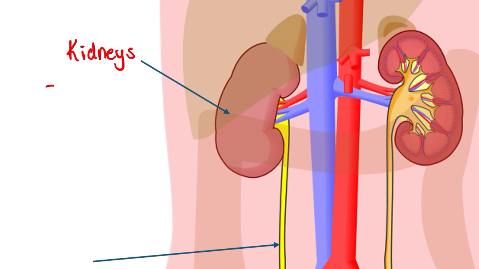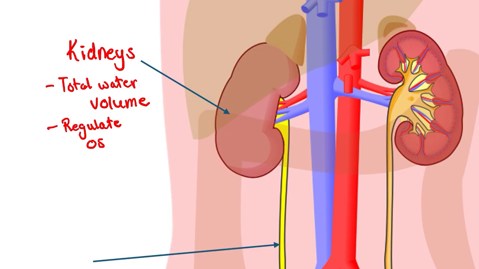So they help to regulate the total water volume. They will help regulate the concentration of that water, so that we call that the osmolality. They are going to be an important role in the regulation of acid-base balance.